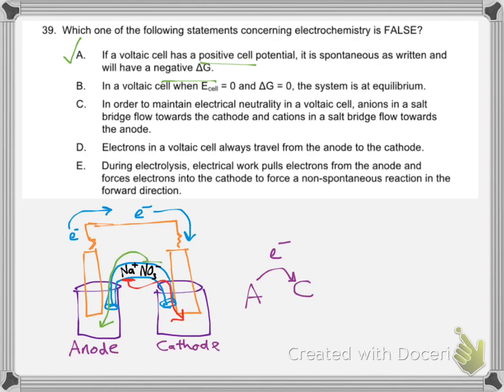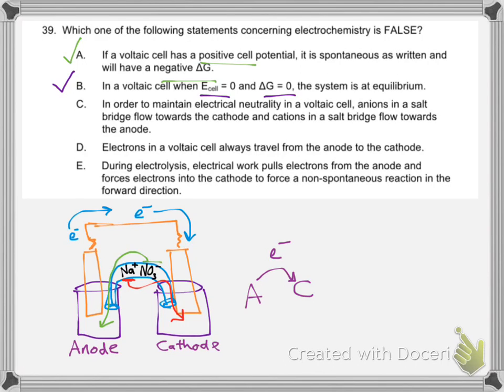The next one says, in a voltaic cell at equilibrium, E cell equals 0 and delta G equals 0. Yeah, that's also true. By definition of equilibrium, you have your ideal product-to-reactant ratio. The reaction isn't moving one way or the other, so delta G would be 0 and E cell would be 0. Now, E standard will still be the standard value for that cell, but E cell will be 0.